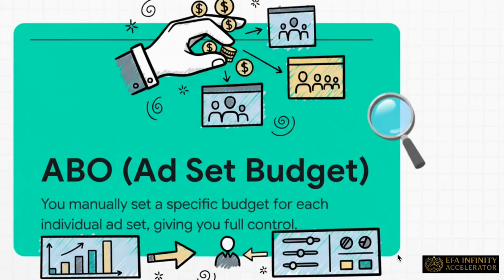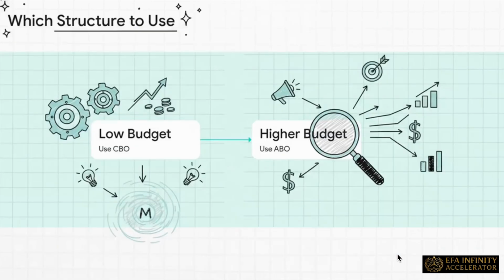ABO, on the other hand, is the complete opposite. Now you are the manager. You get to decide exactly how much money each ad set gets, which gives you total direct control. This is great for when you really want to force spend on a specific audience just to test it out. So the big question is, which one's for you? Well, the blueprint makes this super simple. If you're just starting out on that lower budget we just talked about, use CBO. Just let Meta do the heavy lifting and find the winners for you. It really is the most efficient way to start.